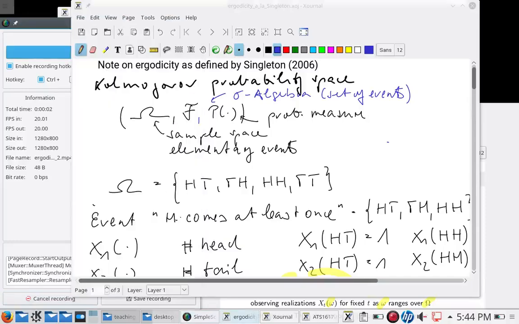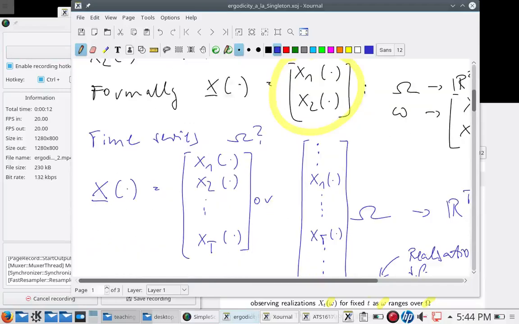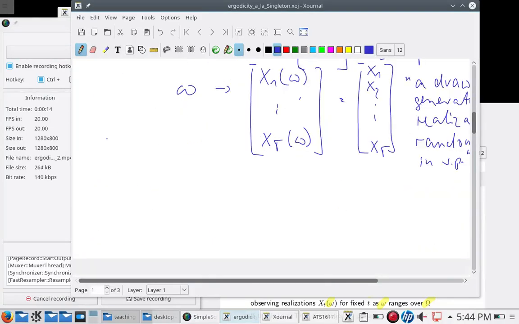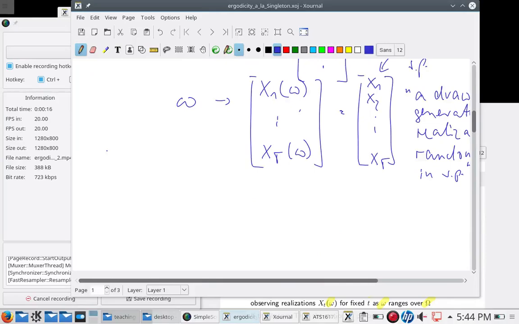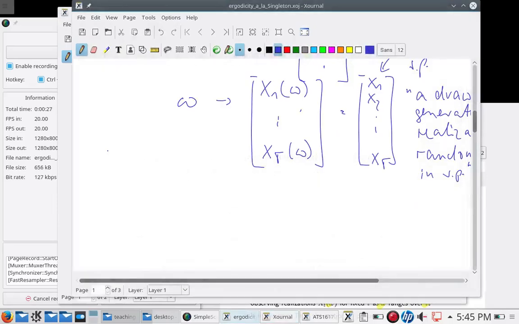So this is the second part of the video on ergodicity, which I provide on Elias. You should have watched the first part, which yielded these notes, which we worked through, and you should ideally also have taken a look into this PDF, which I put on Elias, which provides the measure theoretical basis of mathematical statistics, which I use here.